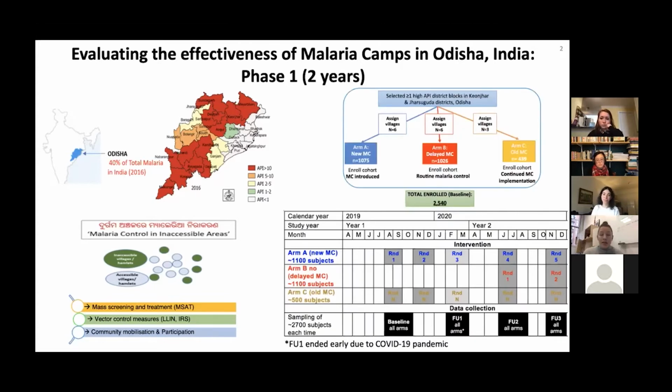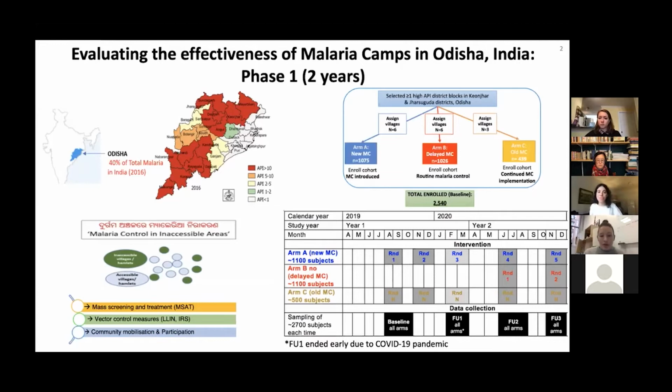We are evaluating the effectiveness of these malaria camps at reducing malaria prevalence in a quasi-experimental study that has 3 arms, phase 1 of which happens over the course of 2 years. The first arm, Arm A, which we call New MC, consists of 6 villages that received the malaria camps for the first time in 2019, and again, subsequently in year 2 of the study, 2020. The second arm we call Delayed MC. This is a crossover. These are 6 villages that do not receive the intervention in year 1 of the study, but do receive it in year 2.